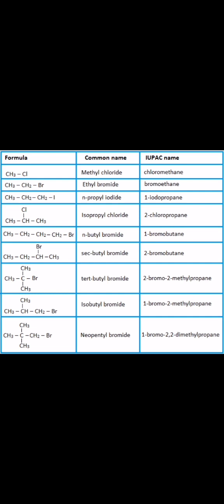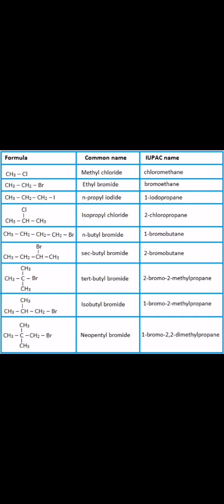So now, in naming haloalkanes, we look at which carbon the halogen is attached to. For example, the first example is chloromethane, because the halogen is attached to the first carbon, which is the only carbon that exists in this example. It's chloromethane. If you look at the third example, it's 1-iodopropane.